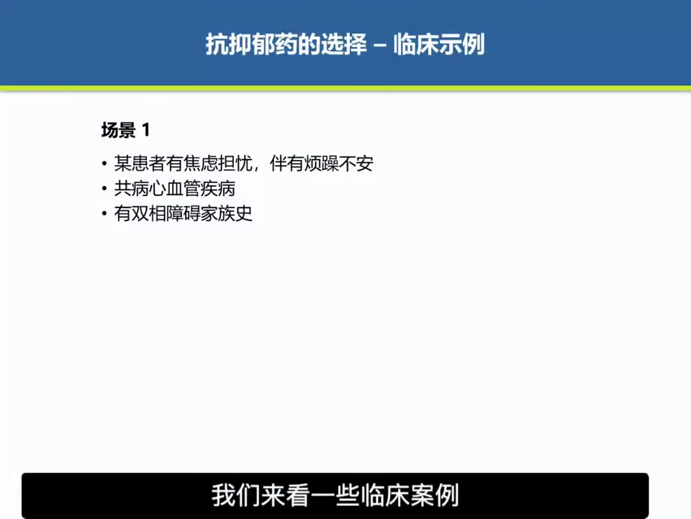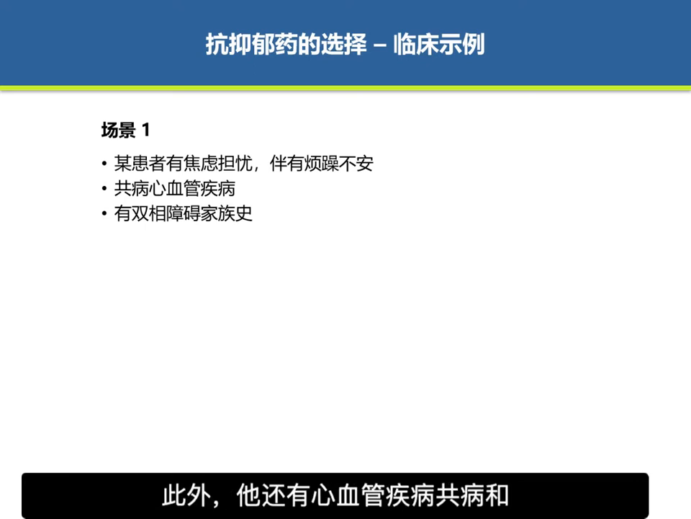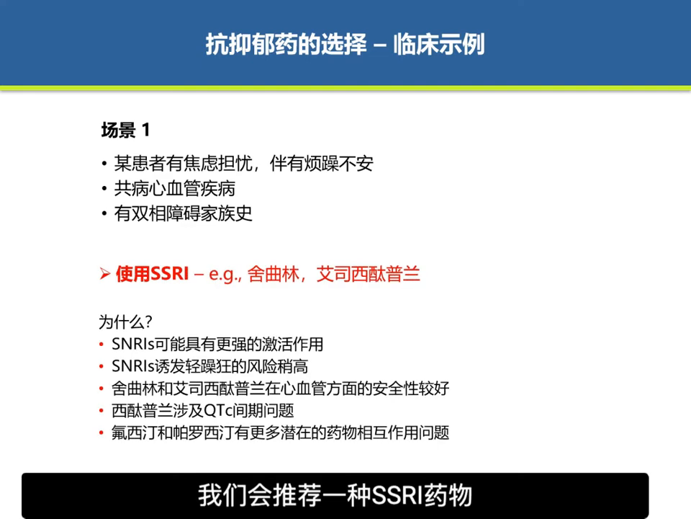Let's look at some clinical examples of how to select an antidepressant. In this first scenario, we have a patient with a lot of anxiety. They have anxious worrying alongside some agitation, and as well they have comorbid cardiovascular disease and a family history of bipolar disorder. So even with this limited information, what antidepressant would you select for this patient? Well, we would recommend an SSRI medication like sertraline or escitalopram.